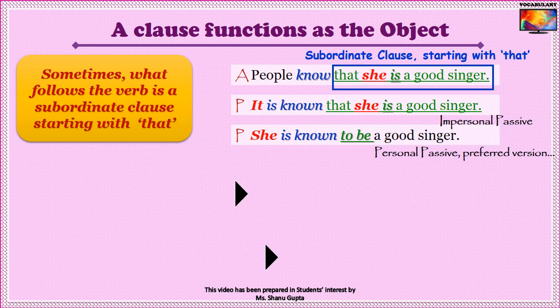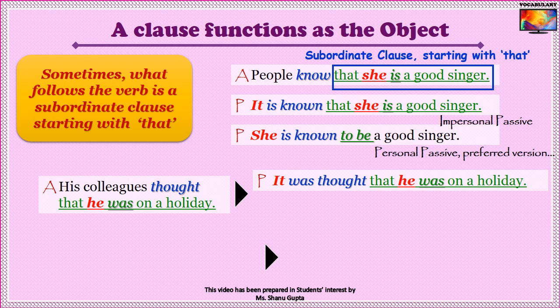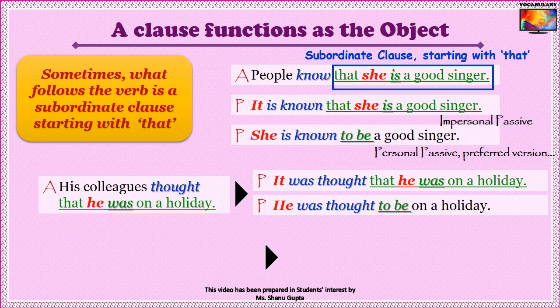Let's try one more sentence. His colleagues thought that he was on a holiday. Passive version 1. It was thought that he was on a holiday. And passive version 2, which is the preferred version, is he was thought to be on a holiday. Before I tell you exactly what needs to be done to formulate this version, let's take our third example.